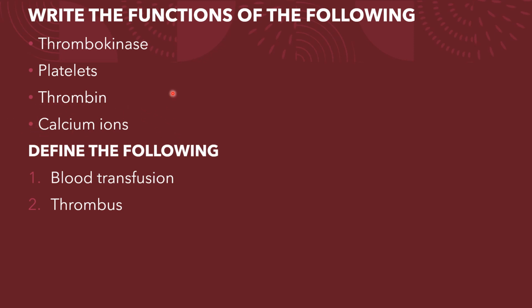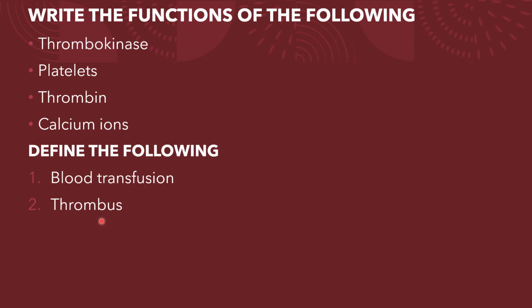You can explain how it will combine with thrombokinase. Thrombokinase, with the presence of calcium ions, will convert prothrombin into thrombin. With the presence of calcium ions, thrombin will convert fibrinogen into fibrin. That also you can write. You can explain in that way. Define the following. Blood transfusion. What is blood transfusion? Transfer of blood from donor to recipient. That is called blood transfusion.